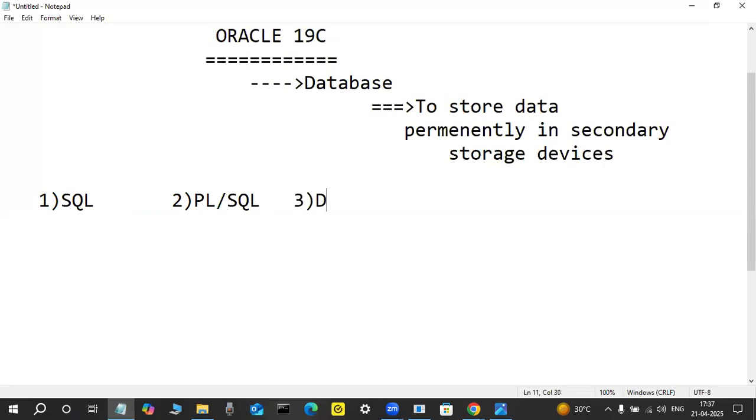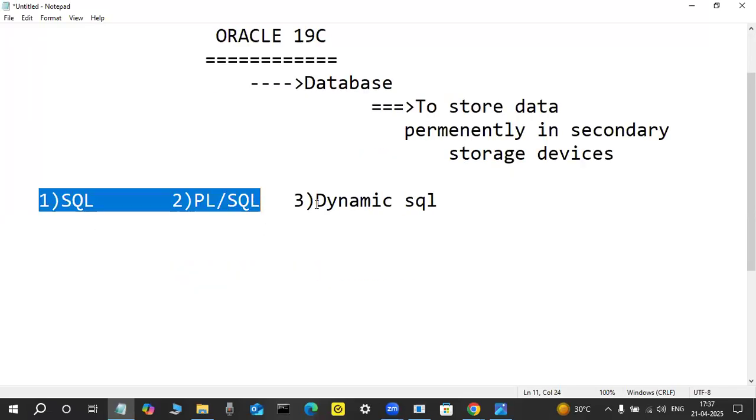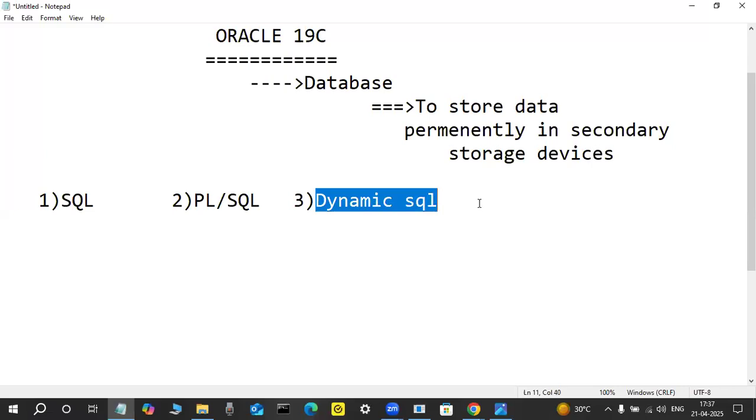There is less importance. What is that? Dynamic SQL. That's why you are a good software engineer, a good Oracle developer on the company side, when you have very good knowledge of SQL and PL/SQL. Dynamic SQL is optional; you can learn it in only 2 or 3 days, that easy.